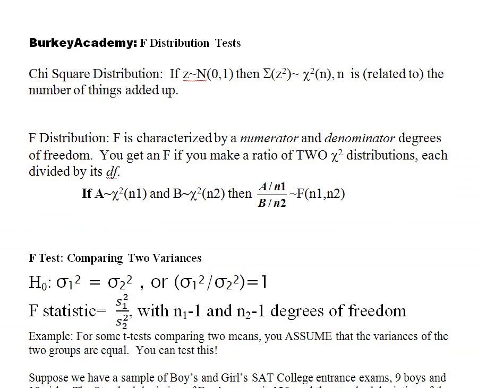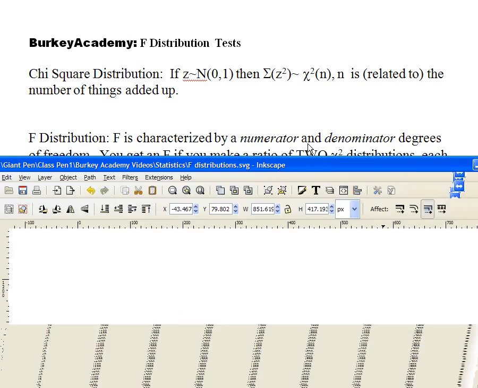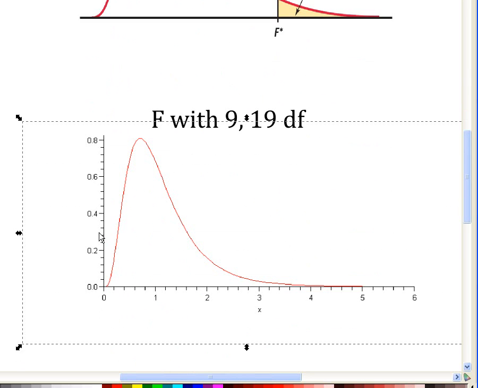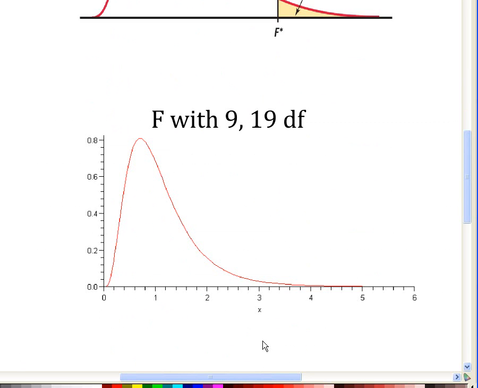Now, you can draw a picture at home where you can just draw a generic looking F distribution like this. I have done something a little bit more interesting here. I went into a mathematics program and I asked it exactly what would an F distribution with 9 numerator and 19 denominator degrees of freedom look like.